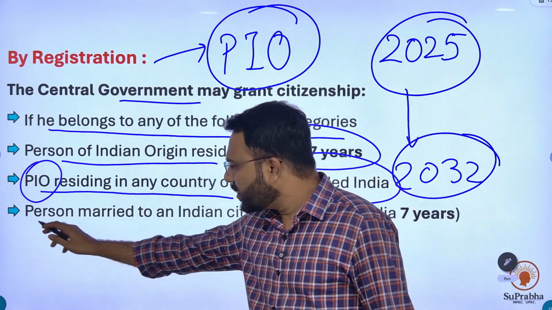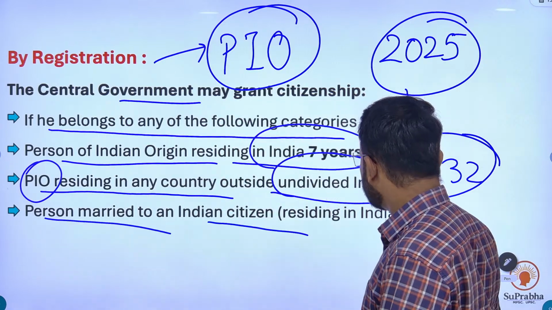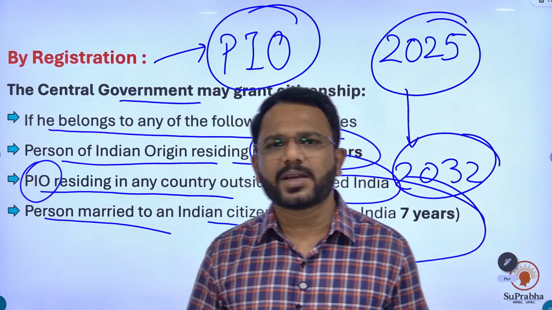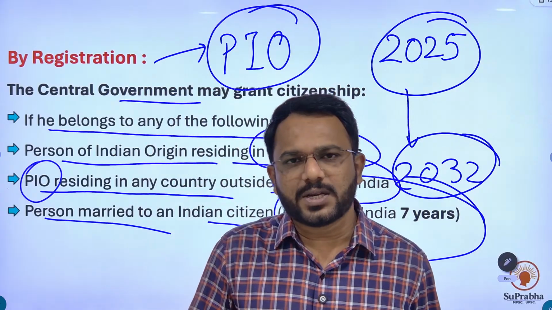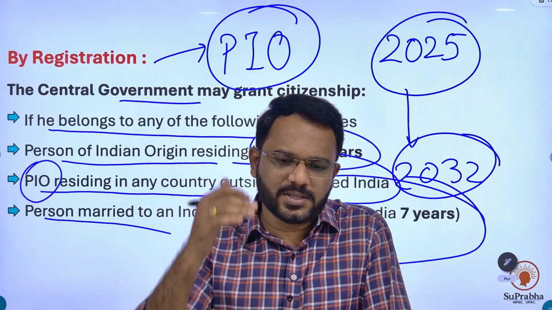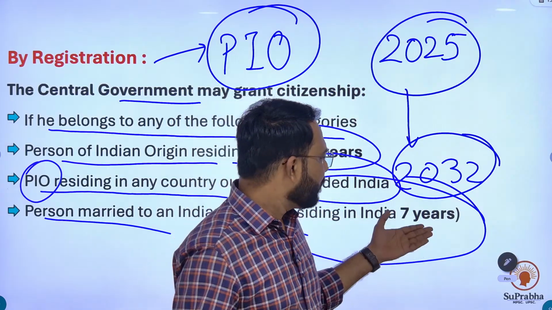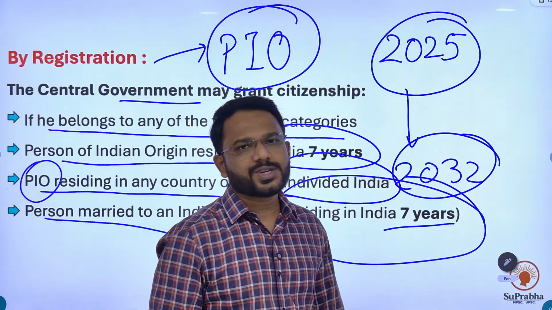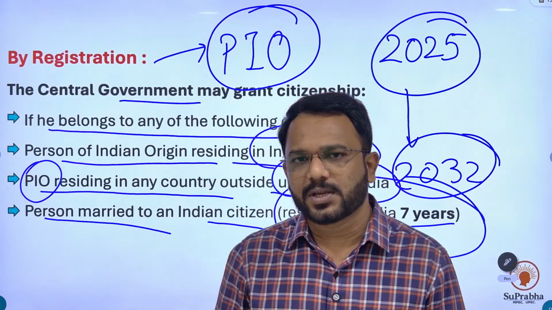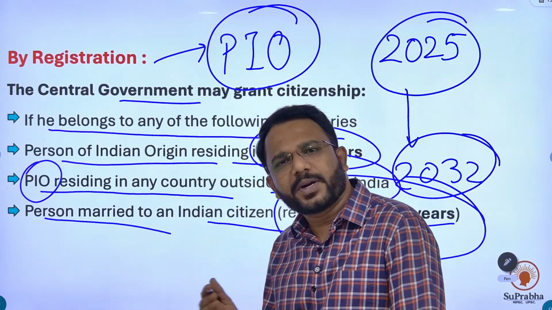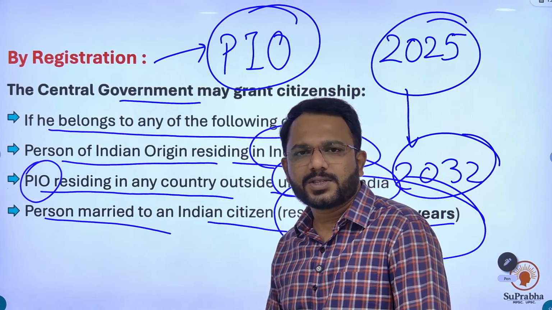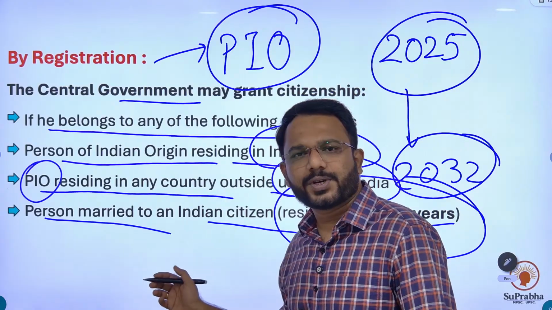A person who is married to an Indian citizen. We have many cases in India where foreign nationals are married to Indian citizens, and if that foreign national has resided in India for 7 years, he or she can apply for citizenship through the registration process. So if your husband or wife is a foreign national, he or she can get citizenship through this registration process.